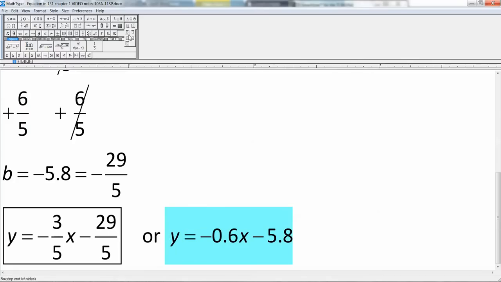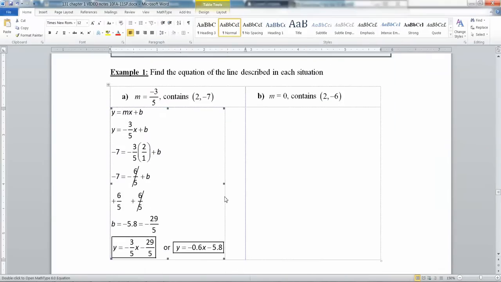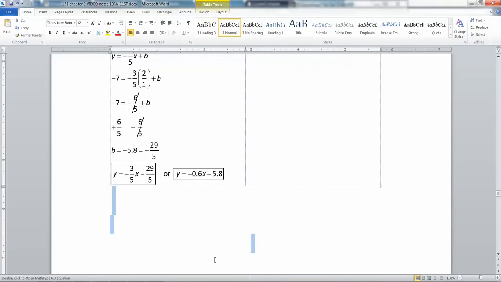Again, if they want fraction form, then you're going to have to give it fractions. If they want decimal form, they'll do decimals. Sometimes it doesn't really matter, and you can do whatever you like. So there you go.